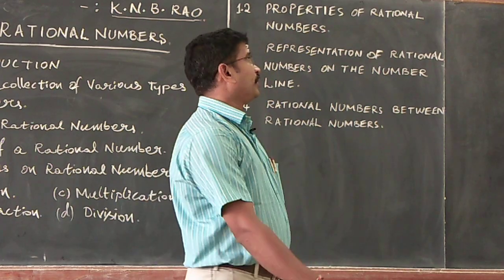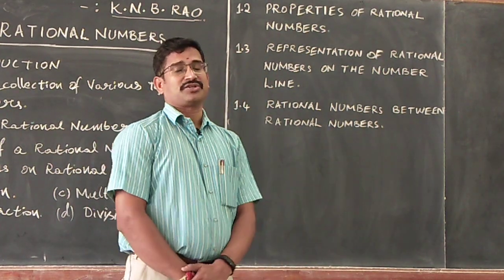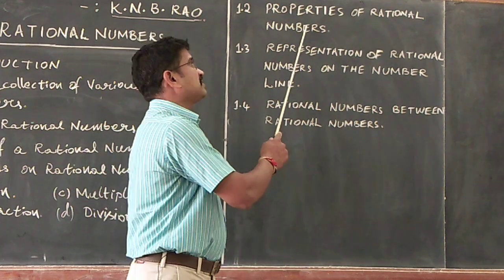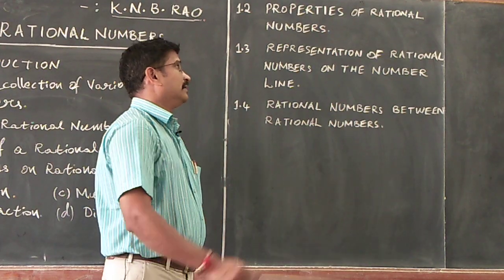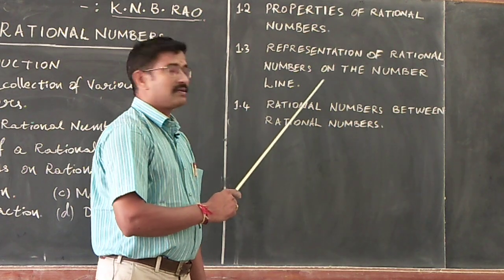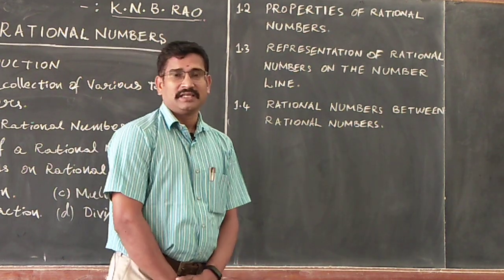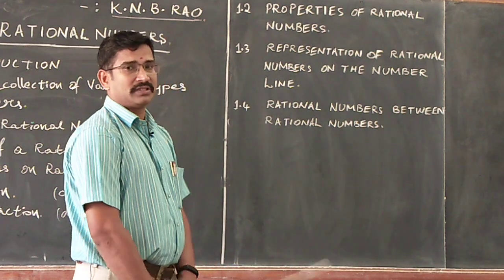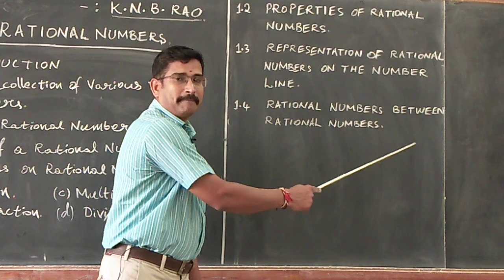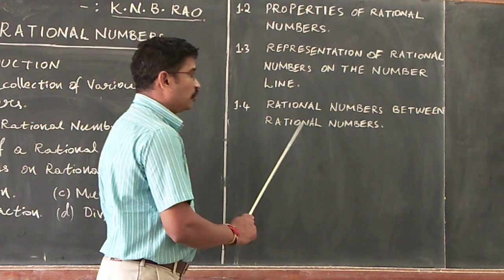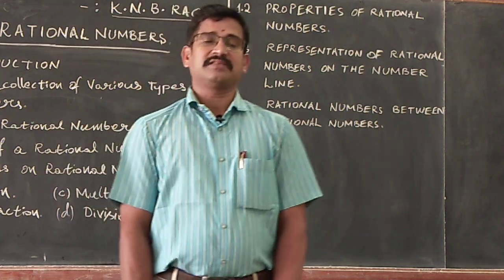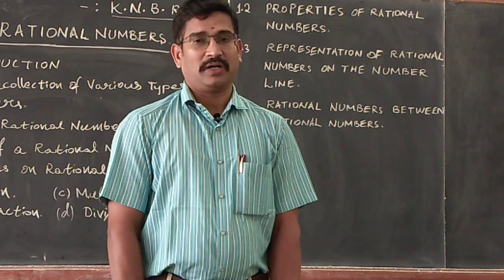See children, here we are going to learn next to this introduction 1.2 as under 1.2 topic, properties of rational numbers, and next as 1.3 representation of rational numbers on the number line, and finally in conclusion we will be learning the 4th important topic, that is finding rational numbers between any two given rational numbers.